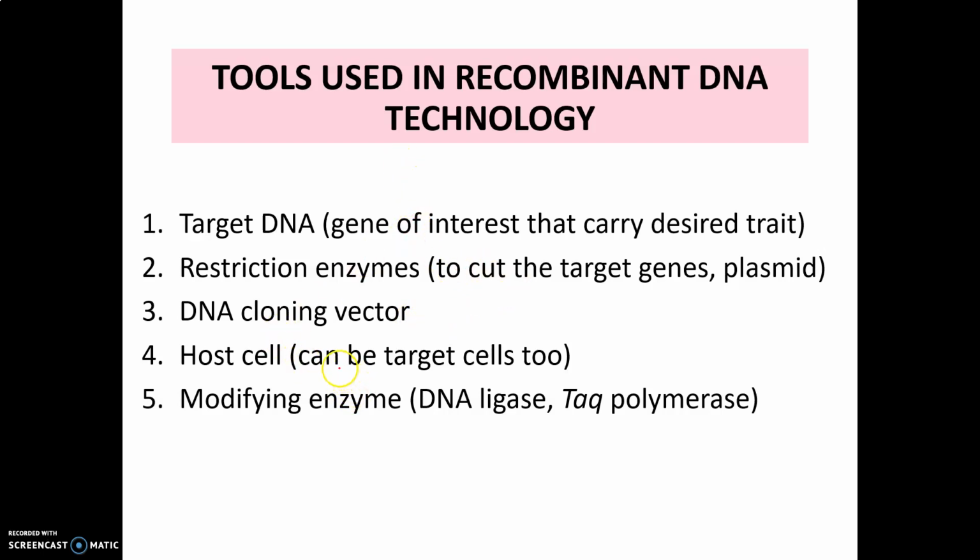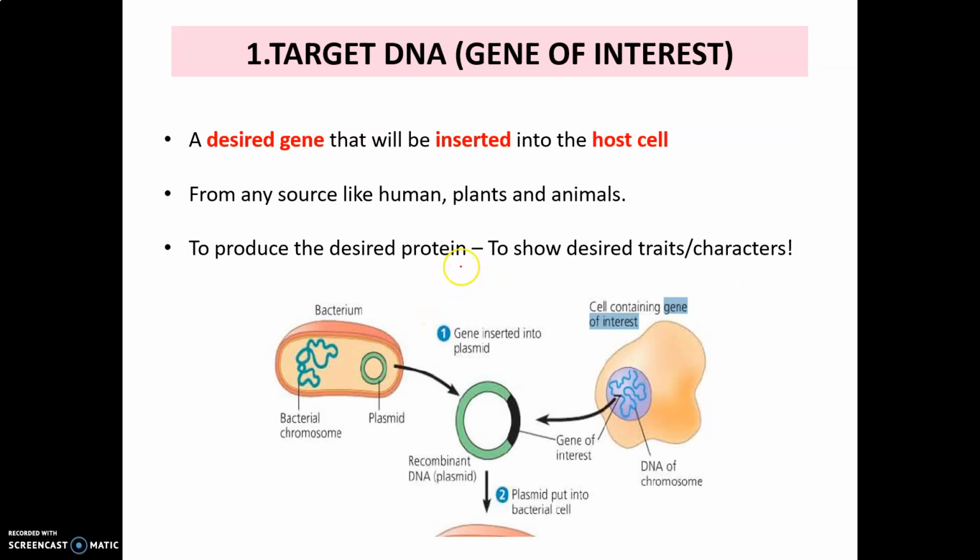And then after that, before kita menghasilkan DNA recombinant plasmid, kita perlukan modifying enzyme untuk seal the plasmid dan juga the target gene. Nanti saya akan tunjuklah, iaitu modifying enzyme. In this case, kita guna DNA ligase. DNA ligase tadi dia akan form the phosphodiester bond lah, okay, between the target DNA dan juga the plasmid.